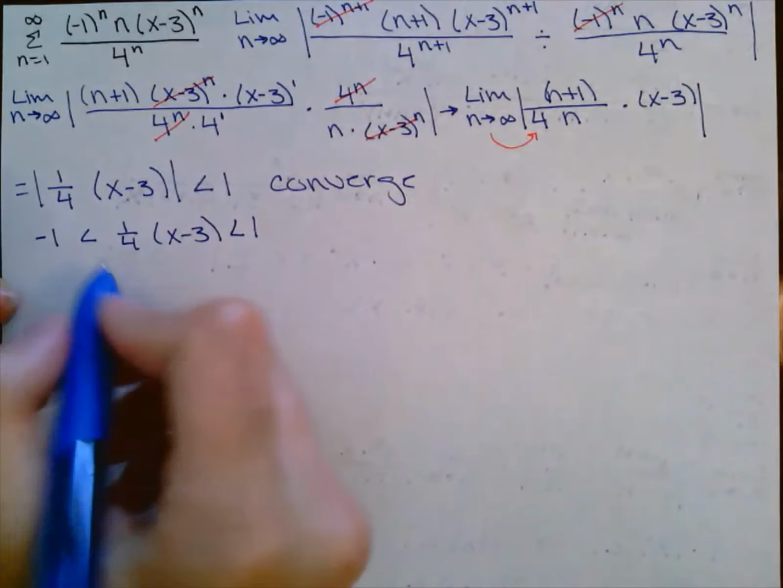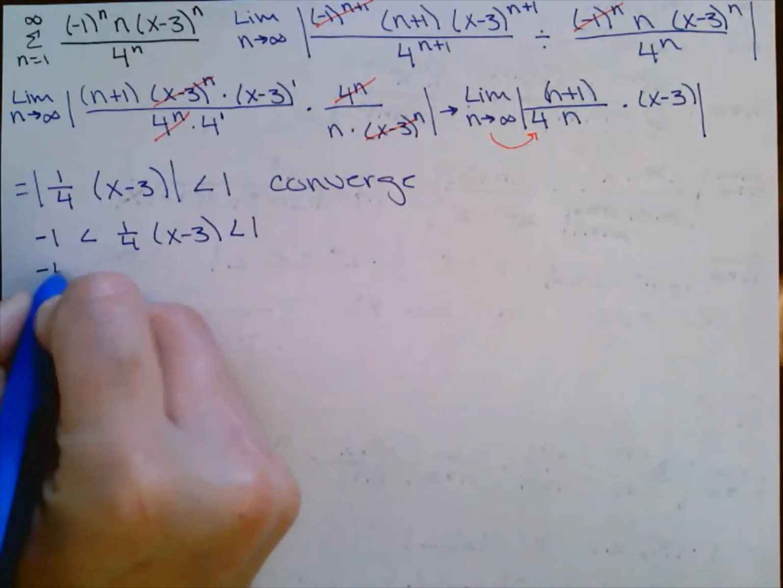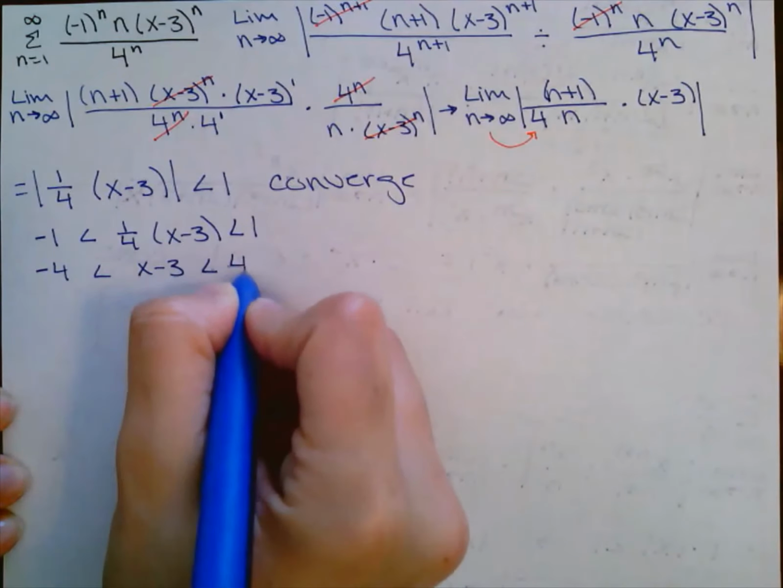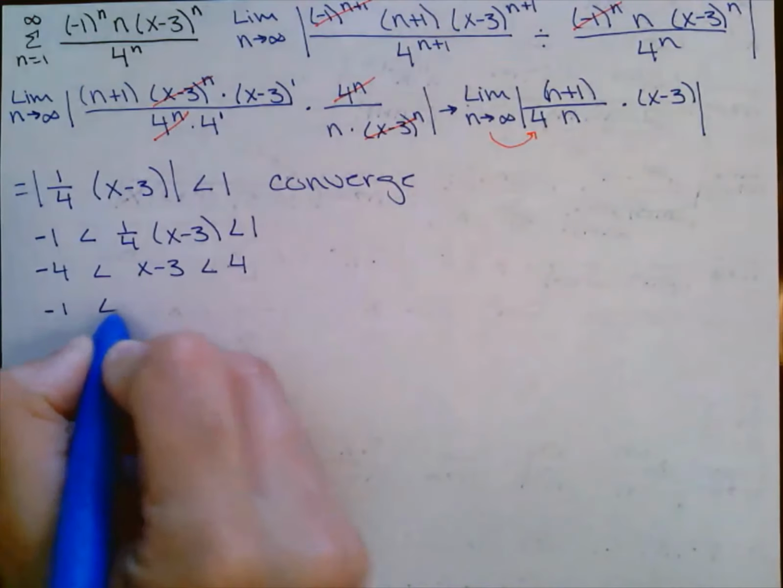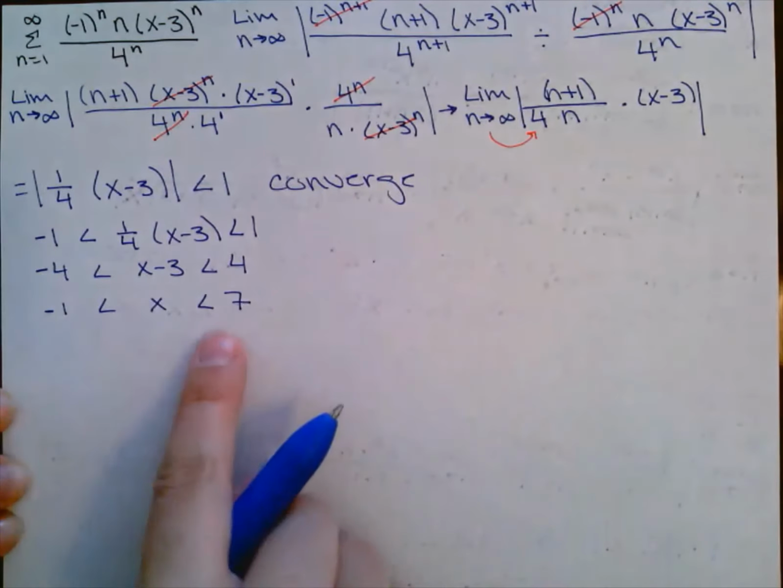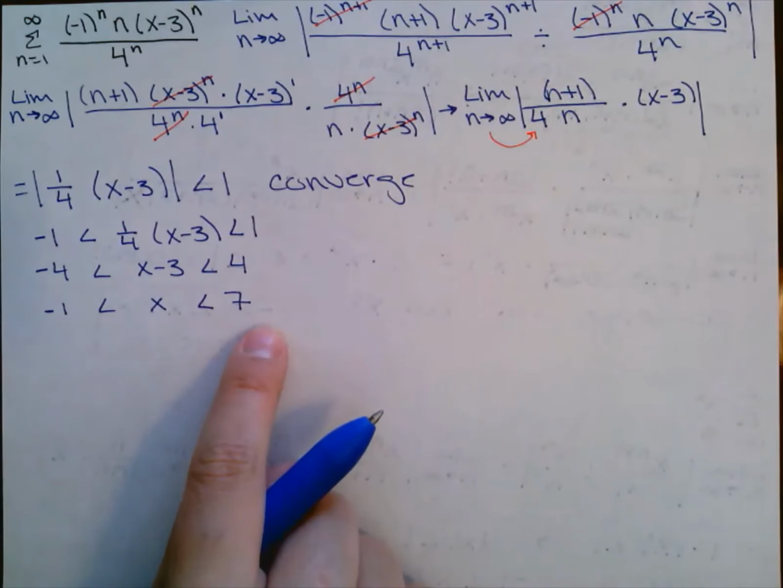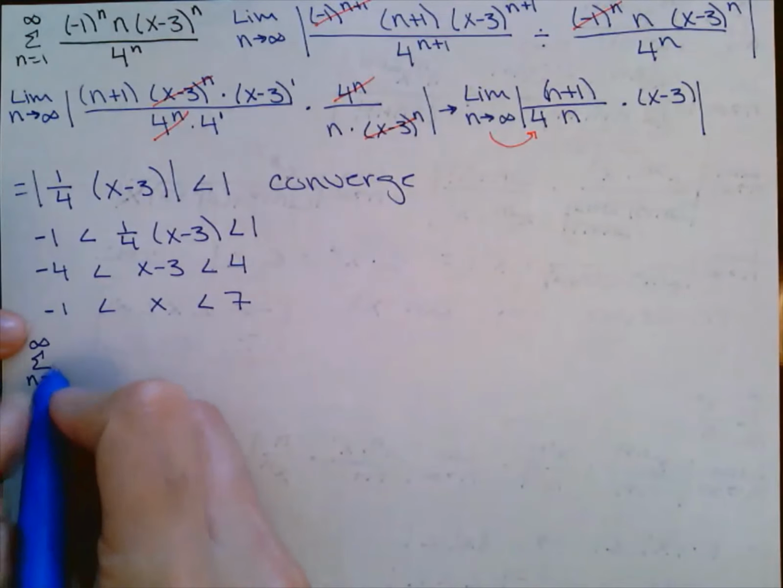So now I'm going to multiply 4 to all three sides, to all three parts, we'll say. So I've got -4, x minus 3, and +4. And now I'm going to add the 3. So I'm going to end up here with -1, x, and then if I add 3 here, I'm going to end up with 7. So far, this is my radius of convergence. Now I need to test my endpoints, okay? I test my endpoints by plugging them into the x. I'm going to test my -1 first.